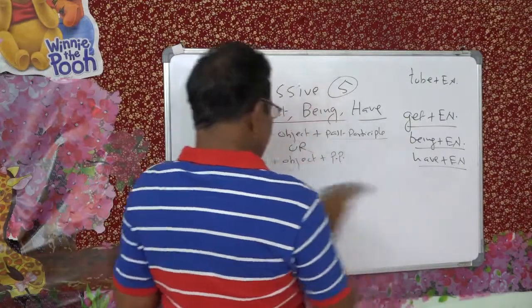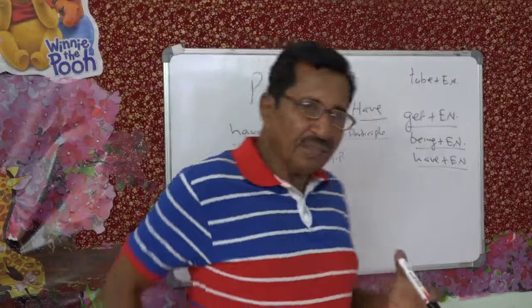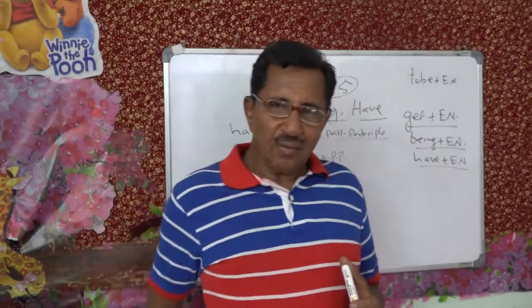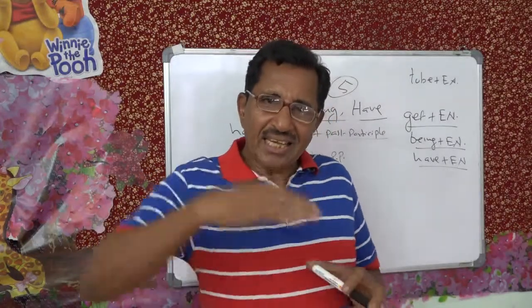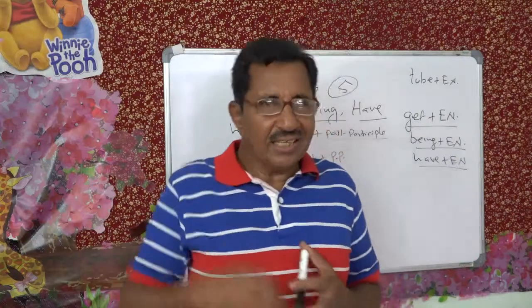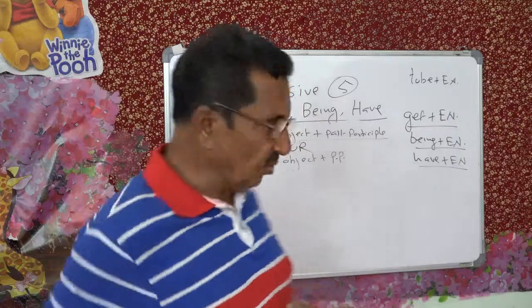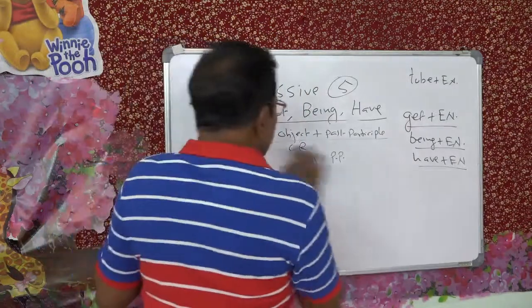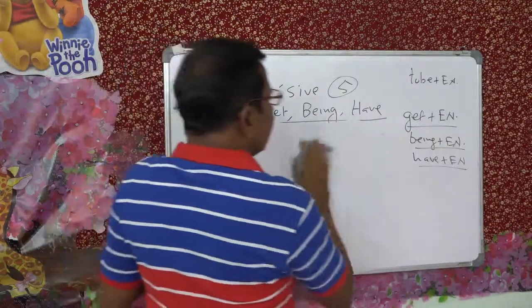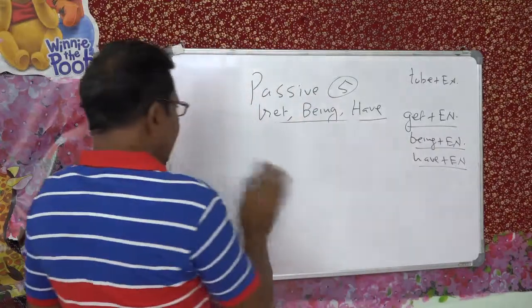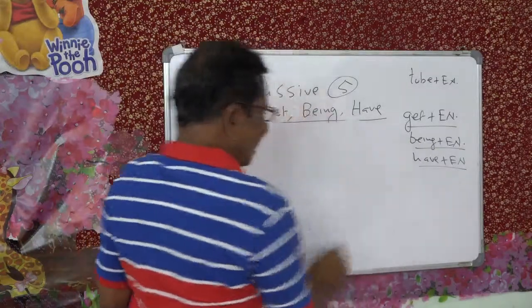What is an idiom? An idiom means standing out. It means normal rules cannot explain them. That's why they are called idioms. Okay. So once again, examples for all the three passives. Let's see.